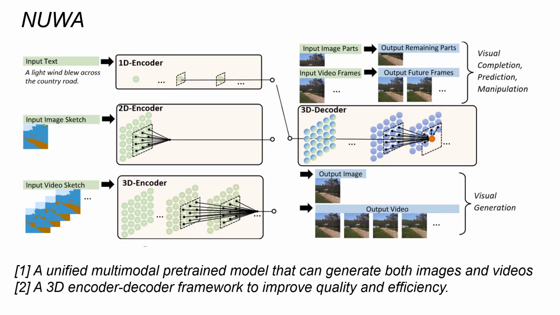Different from DALL-E, NUWA is a unified multimodal pre-trained model that can generate both images and videos. And NUWA achieved this goal by designing a 3D transformer encoder-decoder framework.